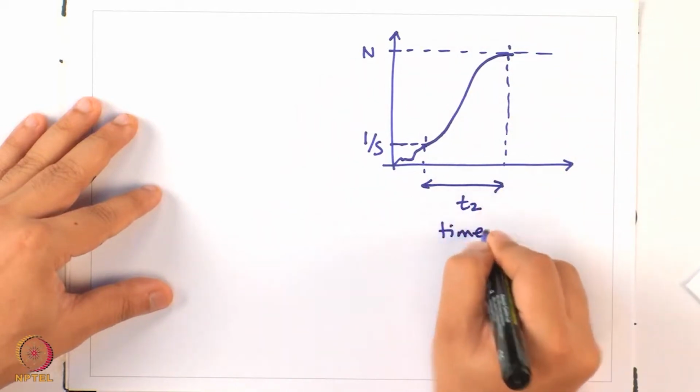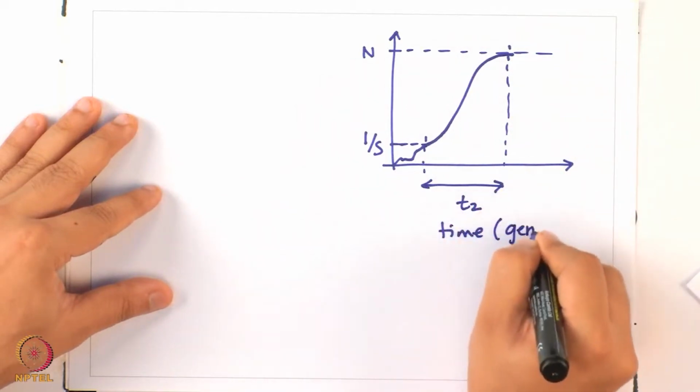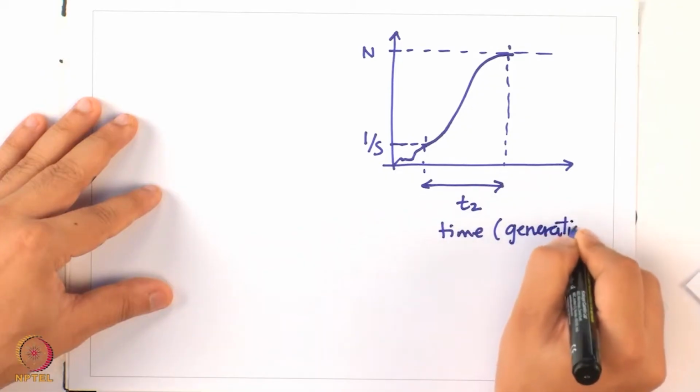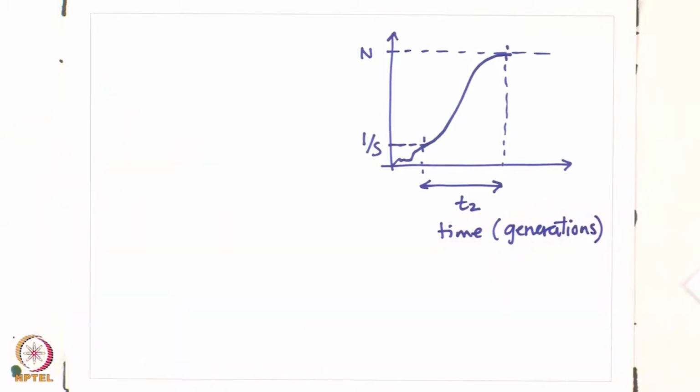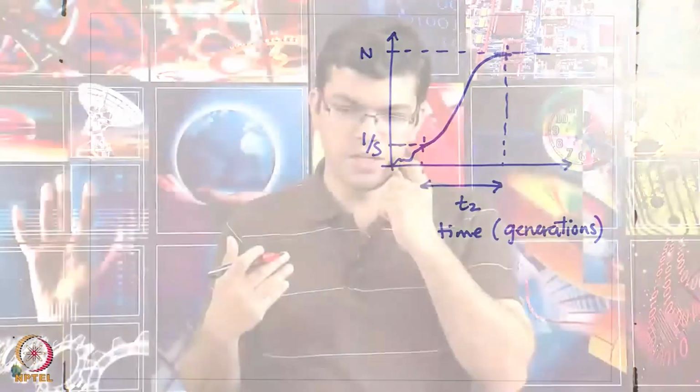Where the x axis represents time in generations. So, how do I do that? Again, we are going to rely on some simplifications and assumptions, and always keep this at the back of your mind that we are interested in order of magnitude estimates of these numbers.